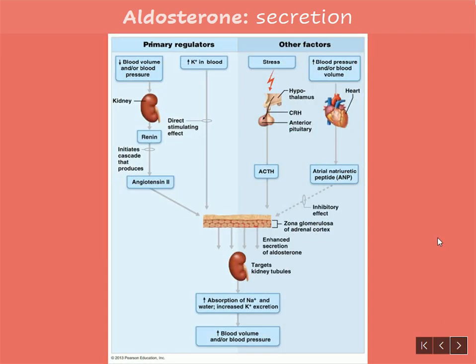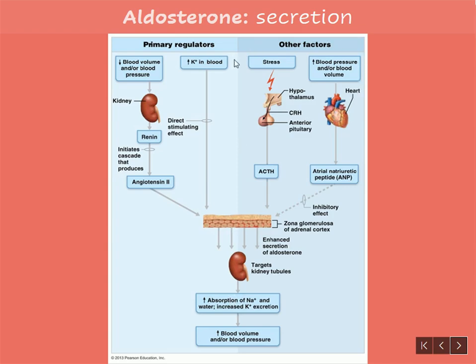So in summary, this is what we've looked at. We've looked at the primary regulators. So the primary regulators, as we've said, include decreased blood volume or blood pressure by means of the activation of the renin-angiotensin aldosterone system, which then directly causes the release of aldosterone. But then another primary regulator is the change in potassium, and also something that's obviously not added in this diagram is the change in sodium. So a decrease in the sodium concentration in the plasma or an increase in the potassium concentration in the blood also acts as direct stimuli for the release of aldosterone from the zona glomerulosa cells.